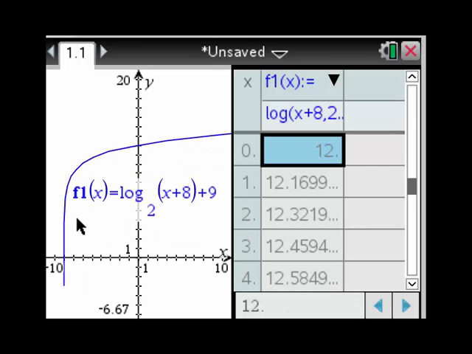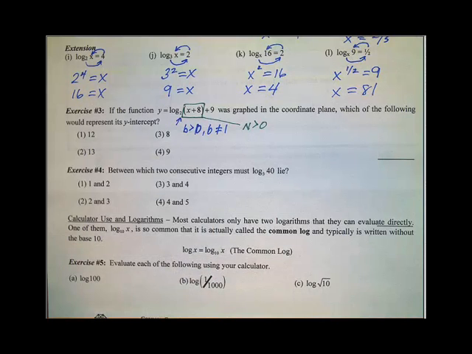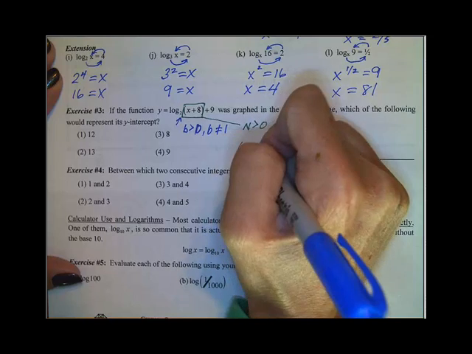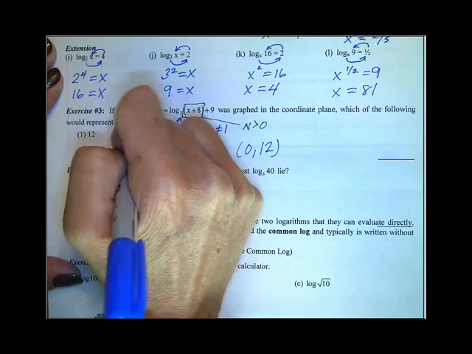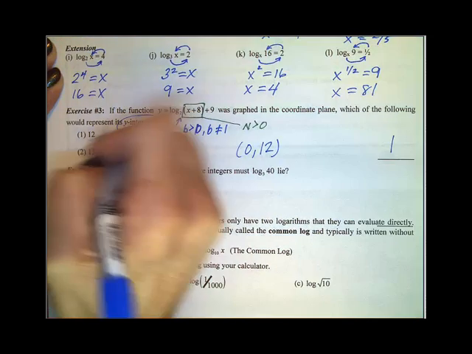Remember, y-intercept, the x is 0. So my answer is 12. So the point was 0, 12 because the y-intercept, x equals 0. So my answer is choice 1, 12.